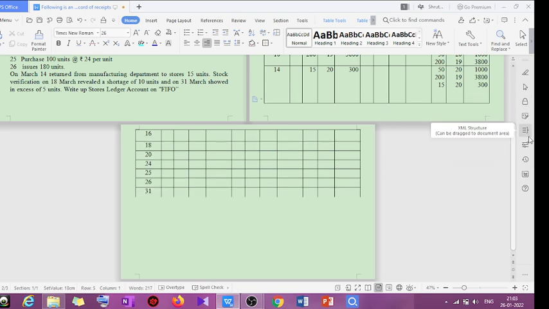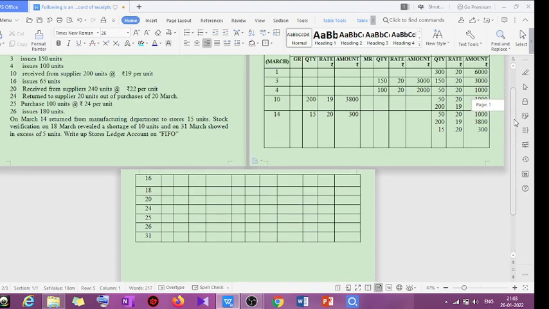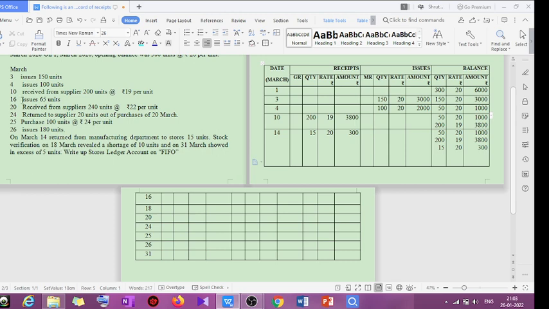Okay, let us see the next transaction. That is, on 16th, there is an issue of 65 units. There is an issue, so write it under the issue column. Okay, issue column, it is over here. I have mentioned here.